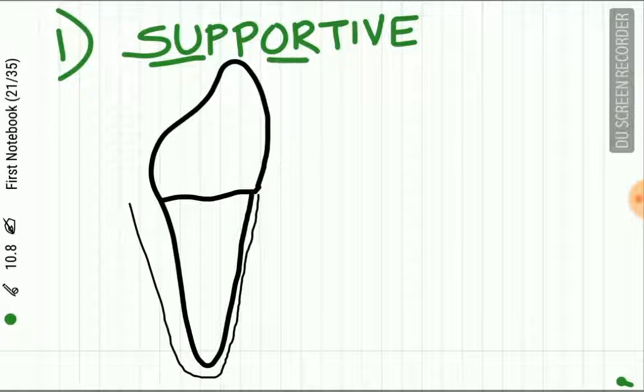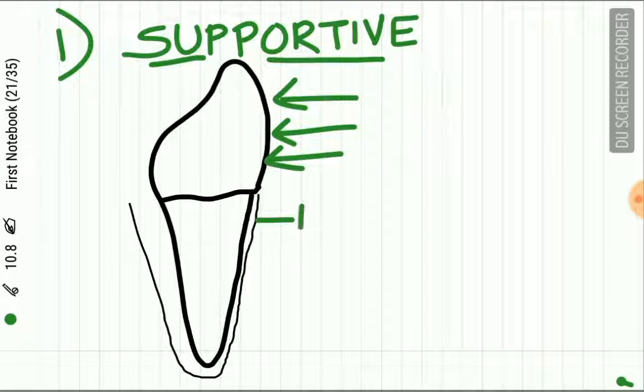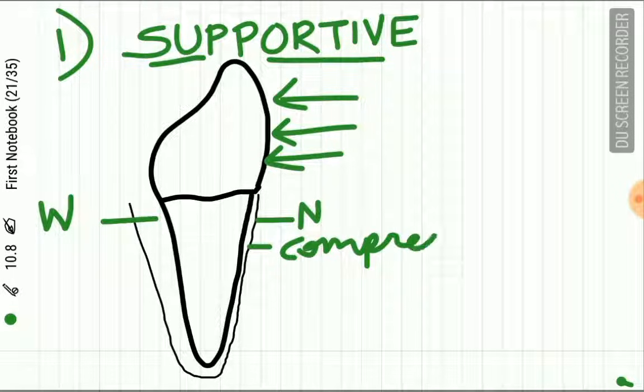The first function of the periodontal ligament is supportive. The periodontal ligament supports the tooth. When forces act upon the tooth, suppose these are the forces acting on the tooth in this direction, there is a narrowing of the periodontal ligament fibers at the side in the direction of the forces, and on the opposite side the periodontal ligament widens. This narrowing of the periodontal ligament fibers is called compression.